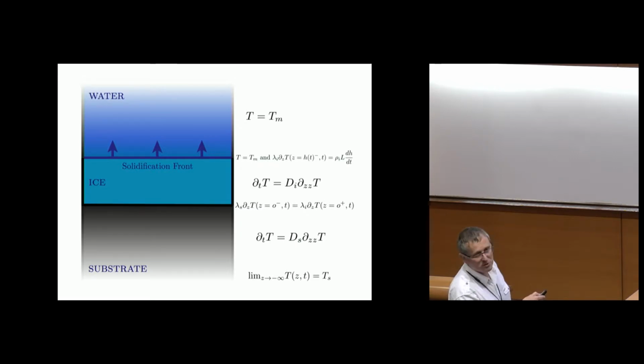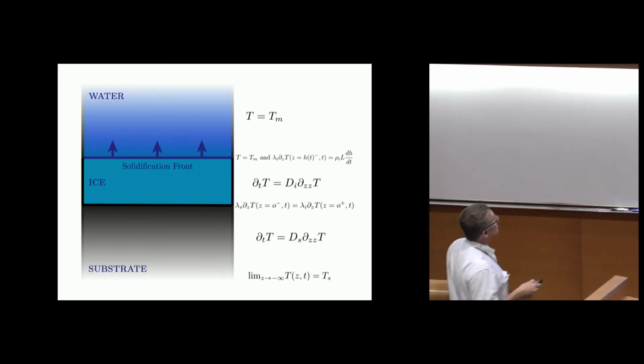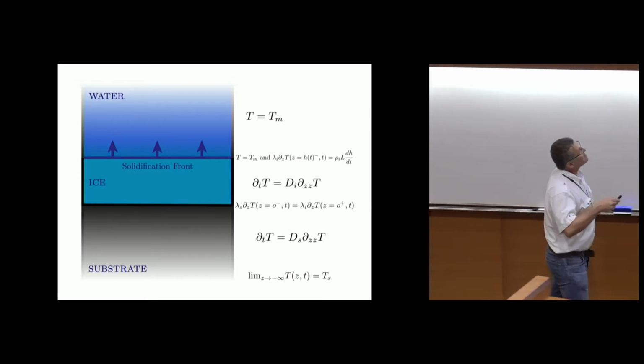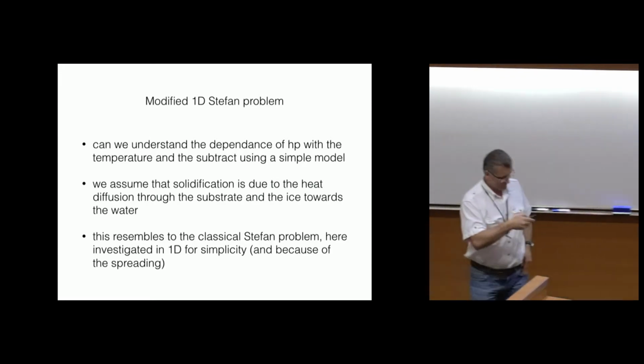Basically, in the ice, I have the heat equation with the diffusion coefficient of the ice. In the substrate, I have the heat equation with the diffusion coefficient of the substrate, and I have some boundary conditions. What are the boundary conditions? If I am far away in my substrate, the temperature has to be constant, equal to the temperature of my substrate.